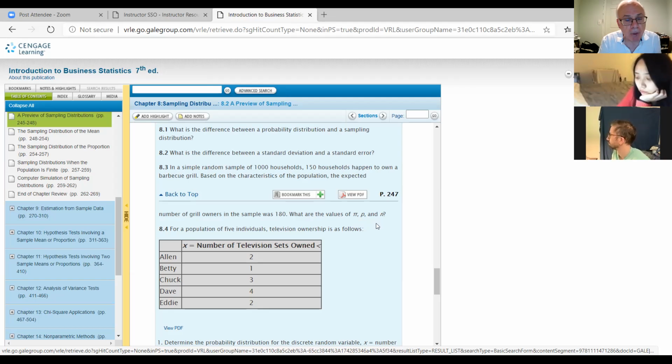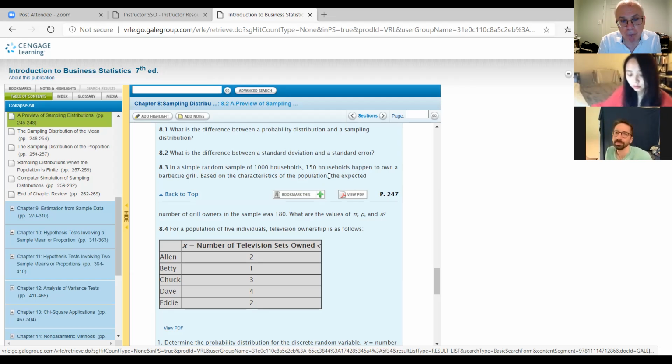So first of all, what is n? What is the sample size in this case? 150? Okay. Sample size... 1,000. Yes, sample size. Oh, sorry, simple random sample of 1,000. It's okay. Now in the simple random sample, it says 150 happen to own a grill.